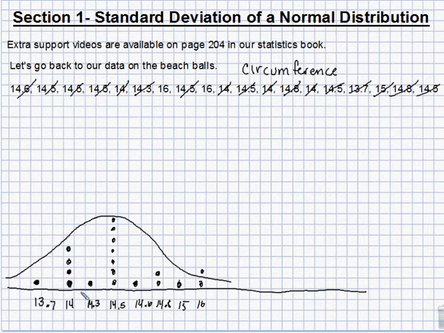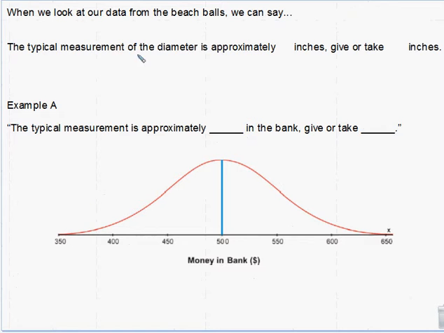We can say give or take half an inch, because we have some in here and some up to here for 14. So the typical measurement of the diameter is approximately 14.5 inches, give or take half an inch. I didn't give myself enough room, and that give or take half an inch is telling us where most of the data falls. It's going to be 14 and a half, or 14 or 15, and somewhere in between there. That's most of the data.